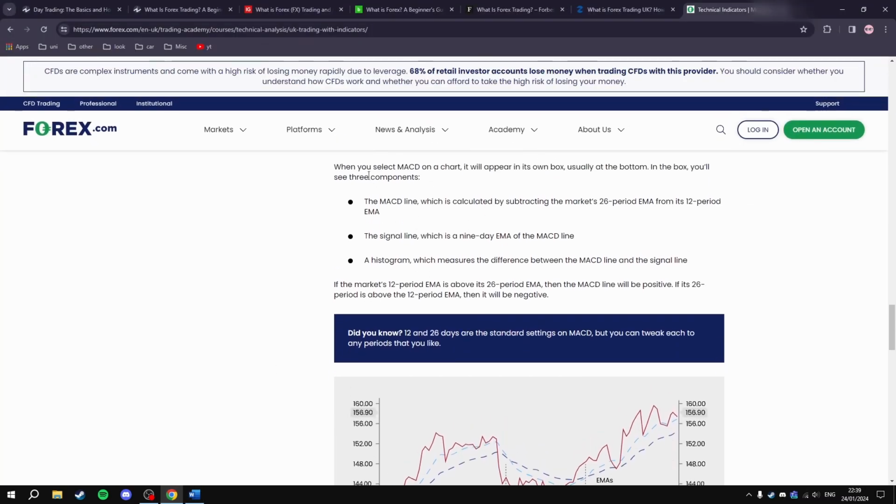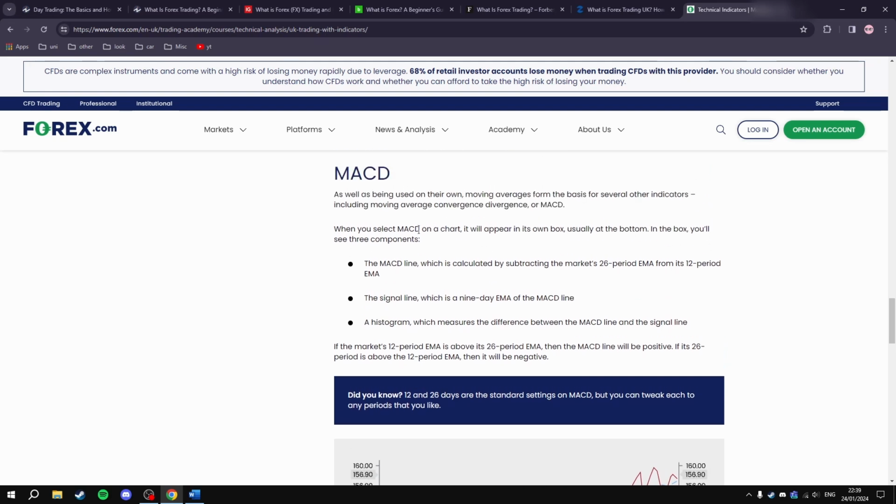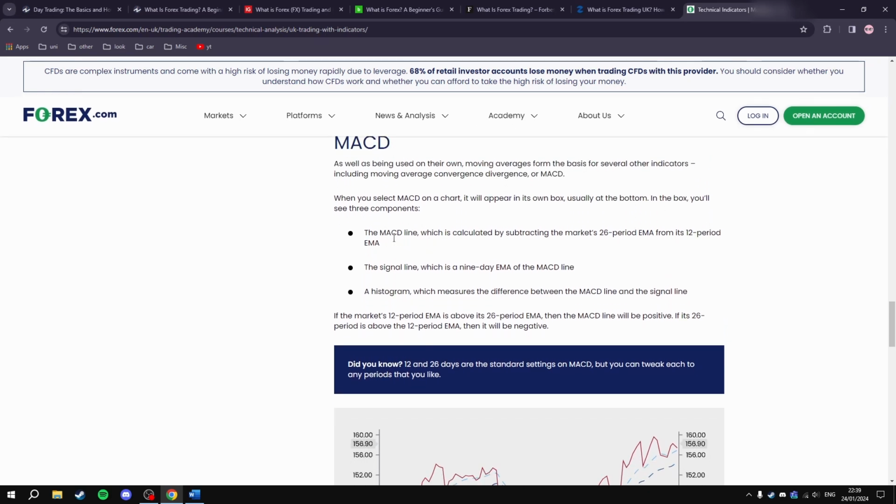When you select MACD on a chart, it will appear in its own box, usually at the bottom. In the box you'll see three components: the MACD line, which is calculated by subtracting the market's 26 period EMA, which is exponential moving average, from its 12 period exponential moving average; the signal line, which is a 9-day exponential moving average of the MACD line; and a histogram, which measures the difference between the MACD line and the signal line.